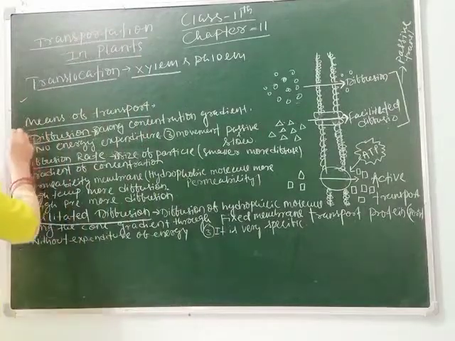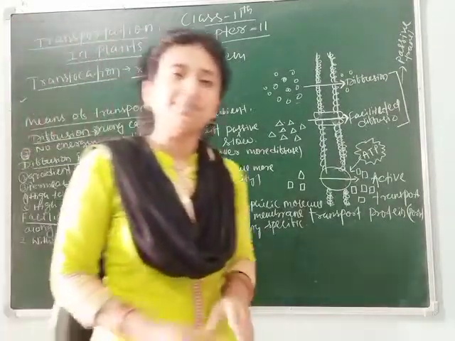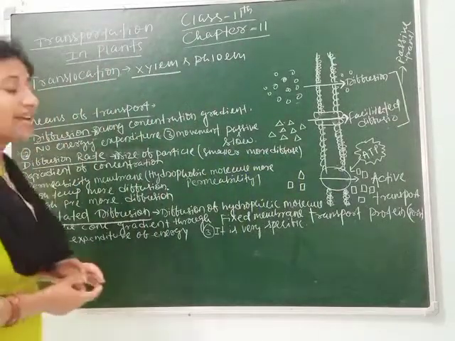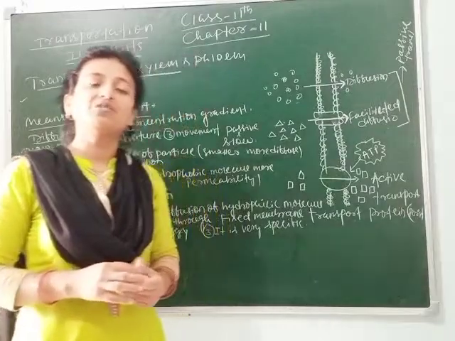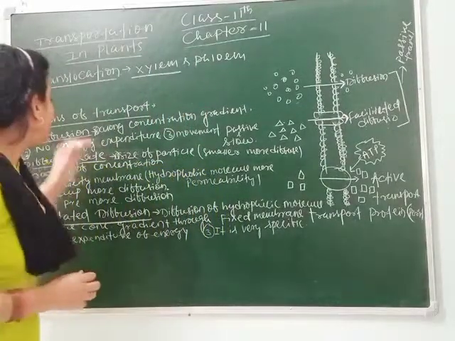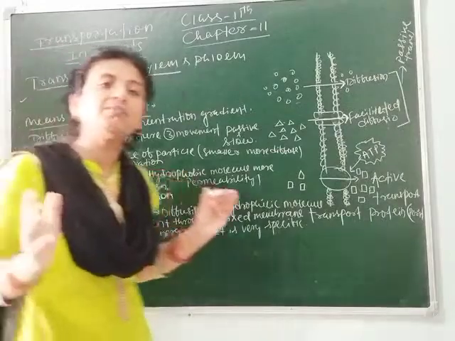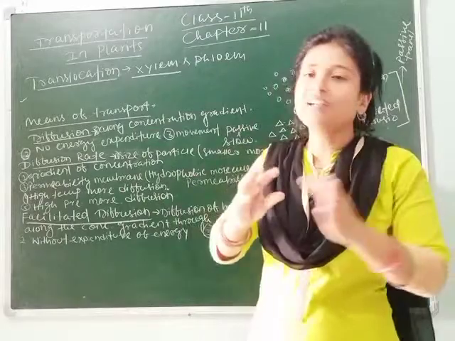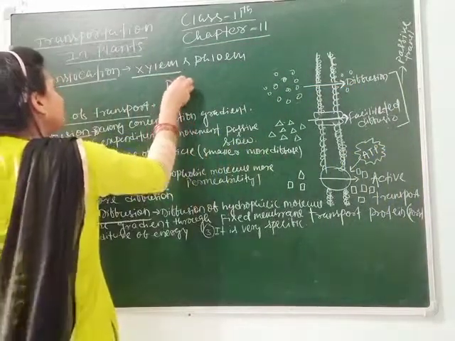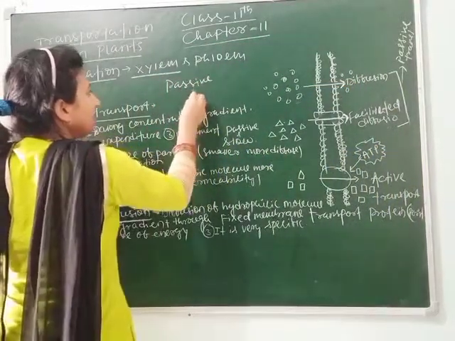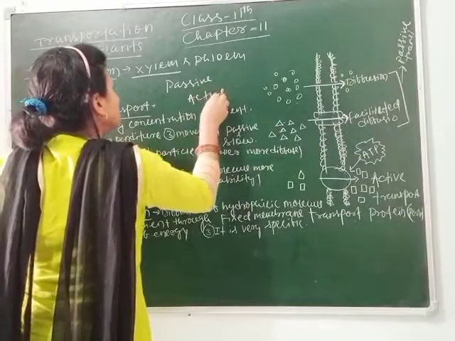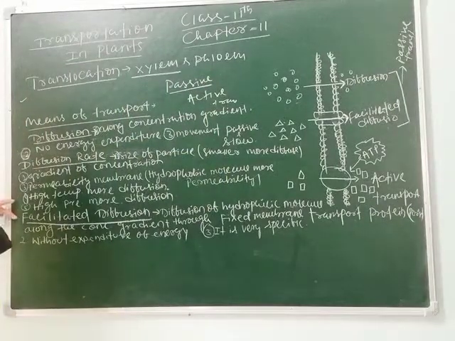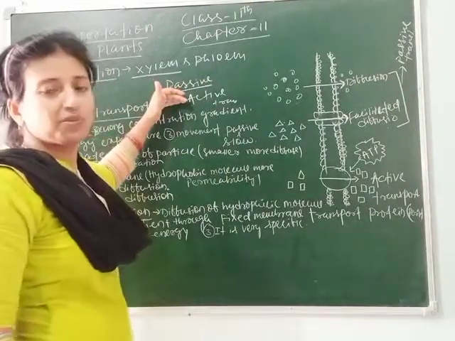So the means of transport is mainly divided into three types. One is diffusion, the second is facilitated diffusion, and the third is active transport. Diffusion and facilitated diffusion come under passive transport. If we consider all these, then it is divided into two types. One is passive transport and another is active transport. Passive transport includes both diffusion and facilitated diffusion, whereas active transport needs energy.